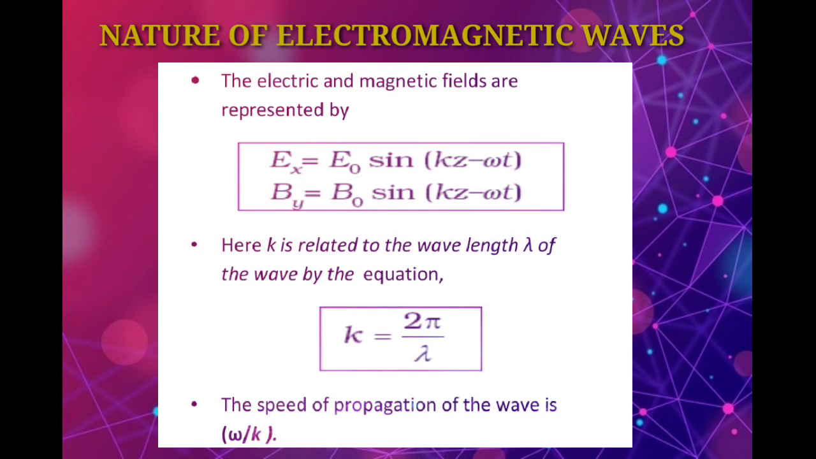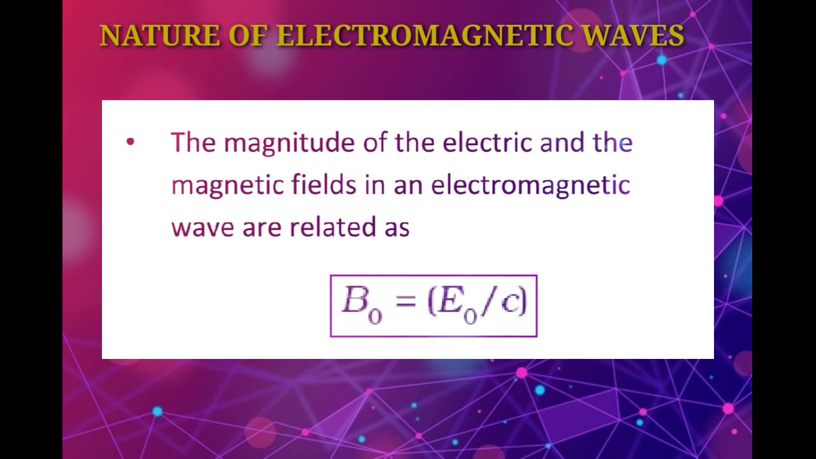Okay, clear? That is, the electric and magnetic fields are represented by Ex equal to E0 sin(kz minus omega t), and By equal to B0 sin(kz minus omega t), and here k is related to the wavelength by the equation k equal to 2 pi by lambda, and the speed of propagation of the wave is omega by k.